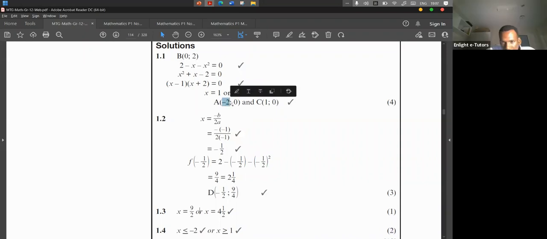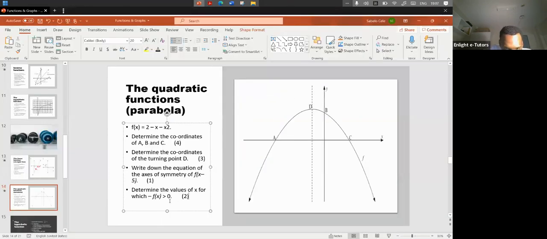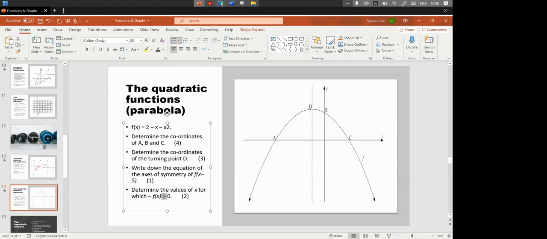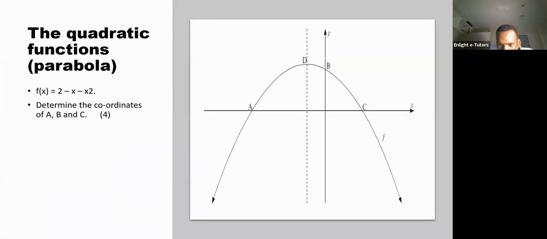Okay. A and B. Okay, read the question carefully. We want when f(x) is less than 0. You understand? Yes. When our f(x) is less than 0, this is what they actually mean. They want it when it's below the x-axis.